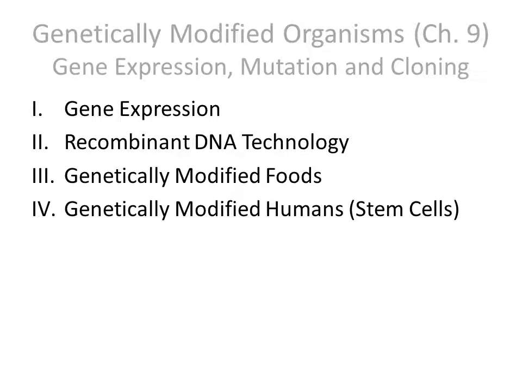We are now moving into Chapter 9, entitled Genetically Modified Organisms, Gene Expression, Mutation, and Cloning. The chapter can be divided into these four major sections: gene expression, recombinant DNA technology, genetically modified foods, and lastly, genetically modified humans, which includes a study of stem cells.